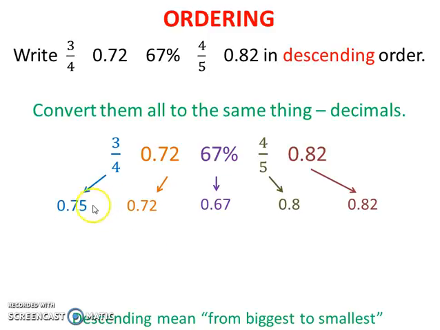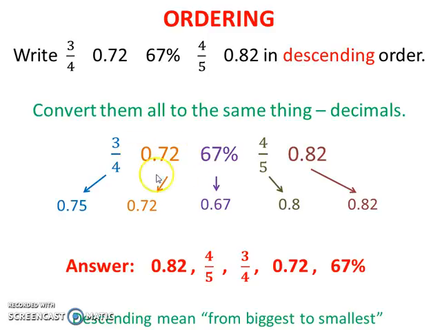So the largest number of places behind the decimal point is 2. So we'll think of these numbers where they've got 2 decimal places. So 75, 72, 67, 80, and 82. So you can see the biggest is the 82, so we'll write that first. The next biggest is the 80 value, which is the 4/5. And then when you look through here, it'll be the 75 value, so it'll be 3/4, then the 72 value, and then the 67 value. So that's how you'd write your answer.